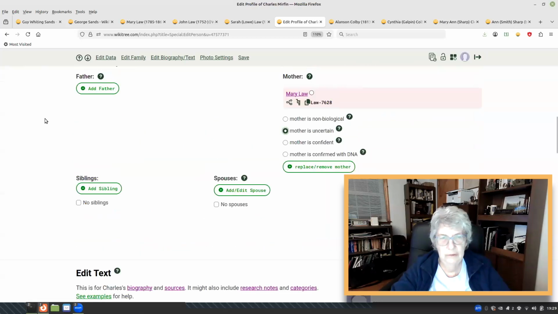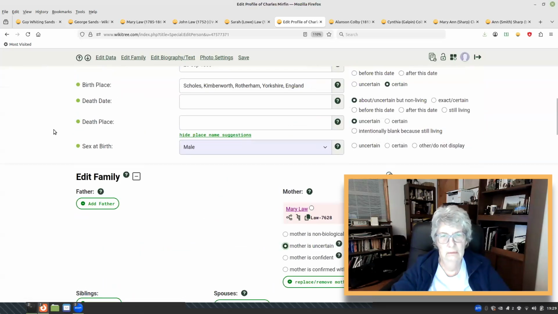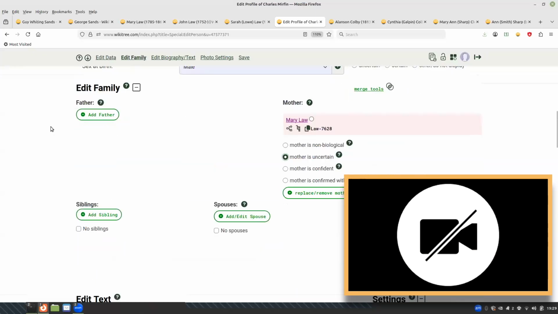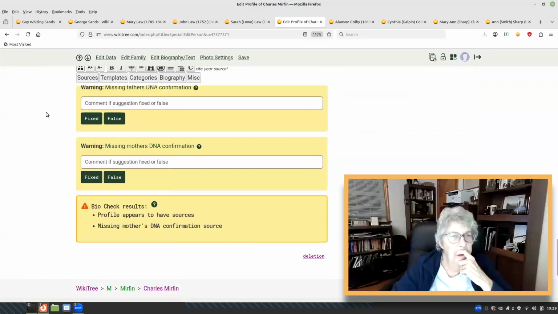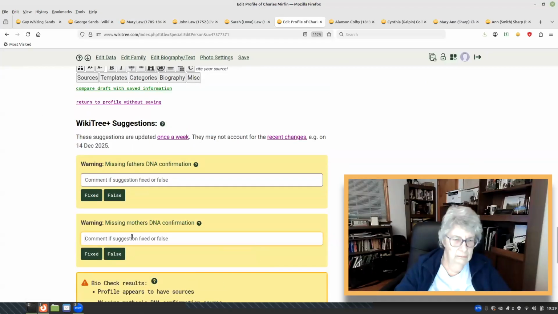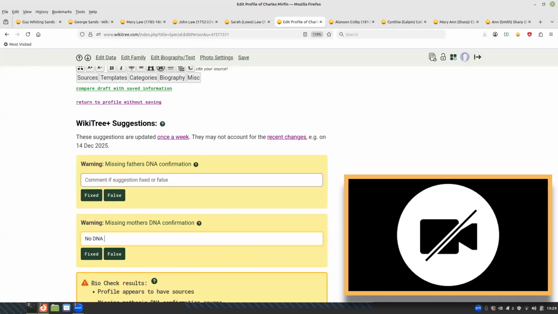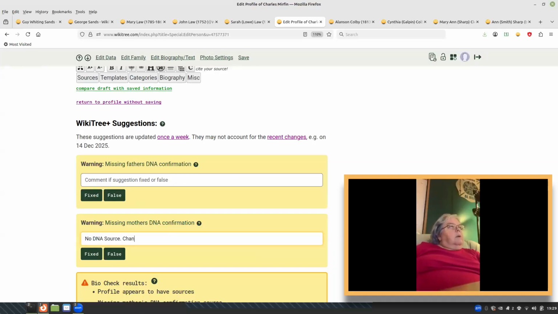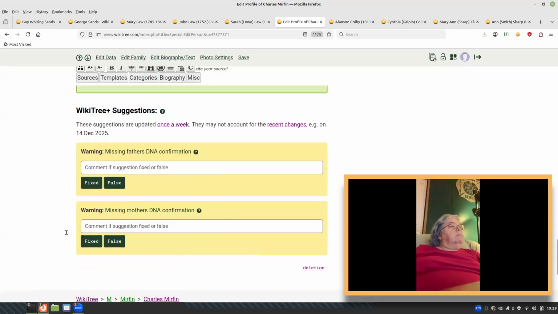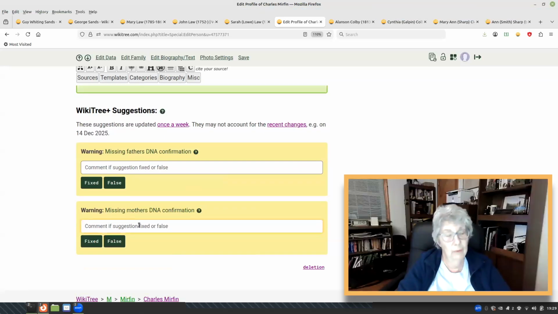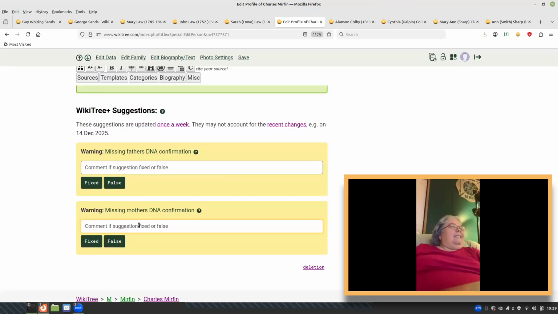Father's DNA confirmation. There is no father. That is weird. I've seen that before. Yeah, that is weird. You can say false, I guess. Yeah. Maybe somebody disconnected it and there's a ghost in the system. Disconnected the father but didn't update the suggestion. That's weird. Yeah. Oh, I hate it when it does that. It just saved a draft for me. Oh, yeah, I hate that too.